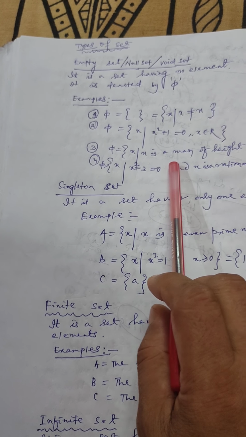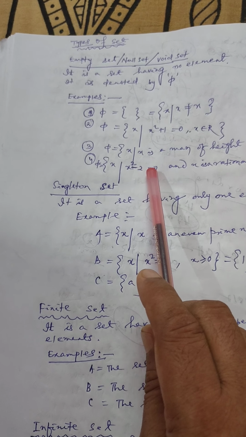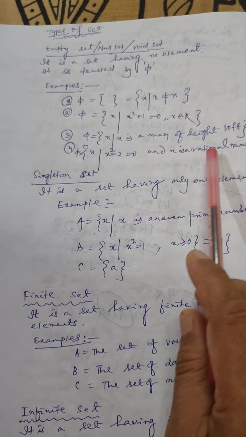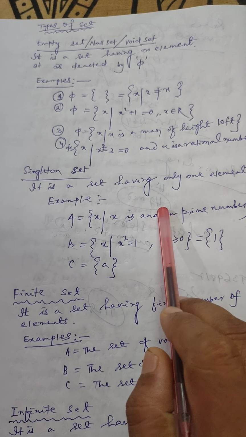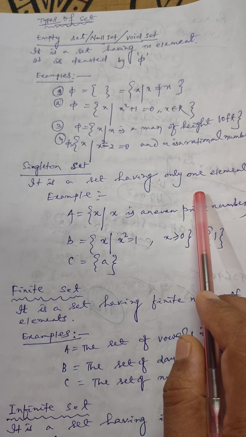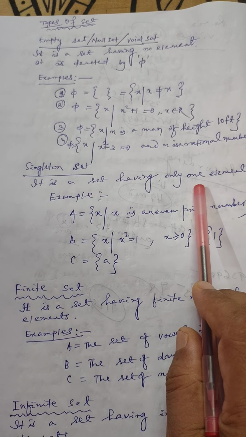We consider another example. It may be the set of all x such that x is a man of height 10 feet. Definitely there exists no human being who is 10 feet high. Therefore, it is a null set as it does not have any element.